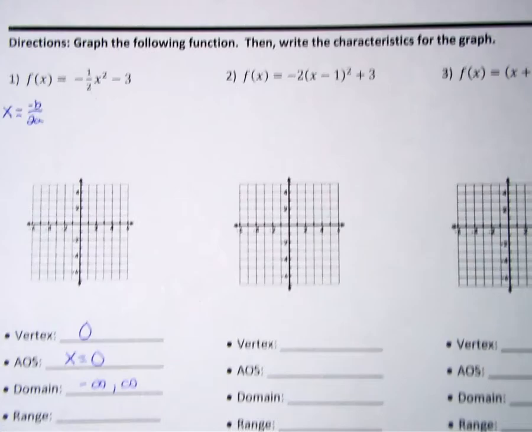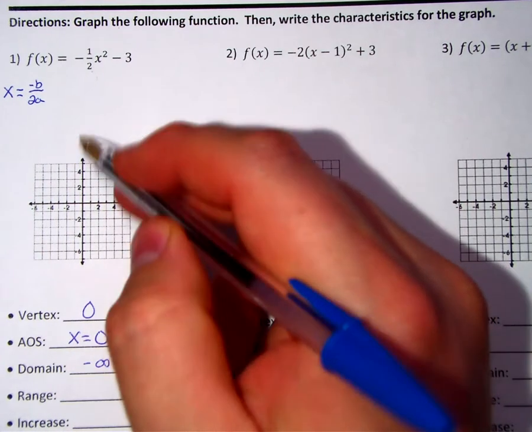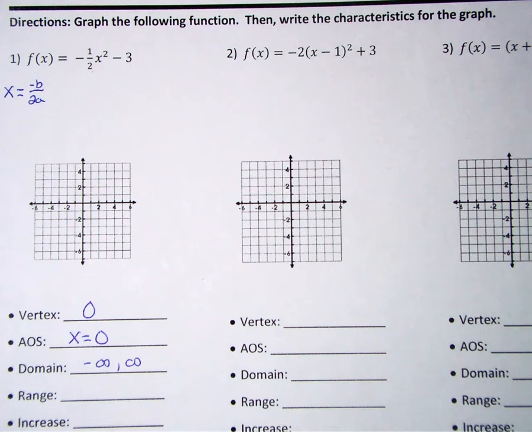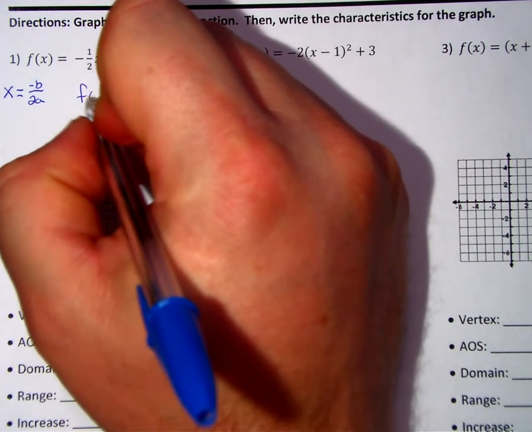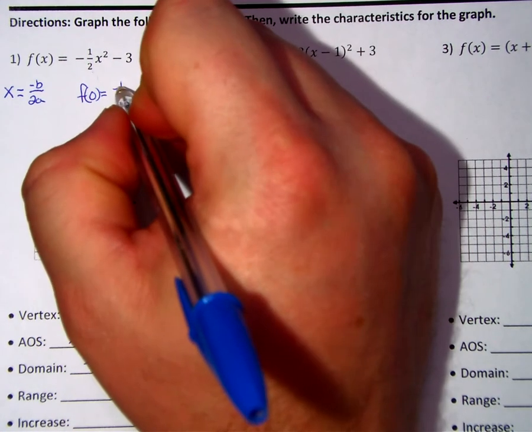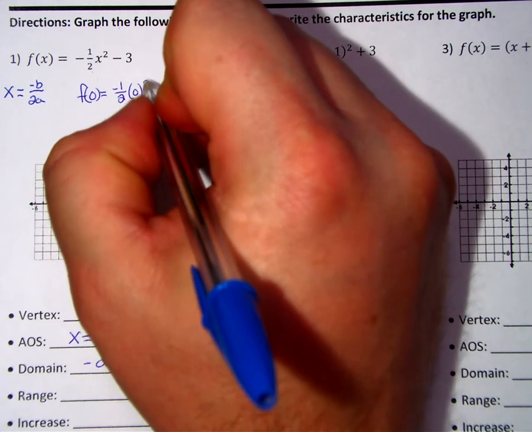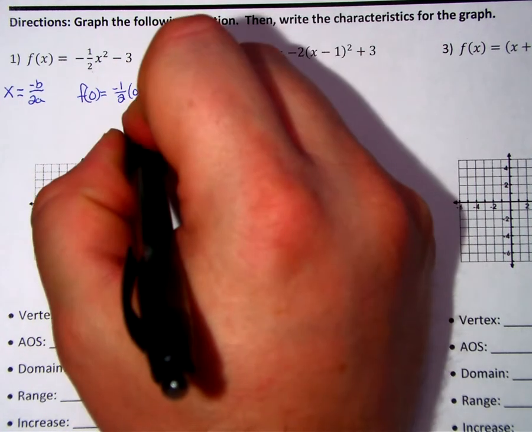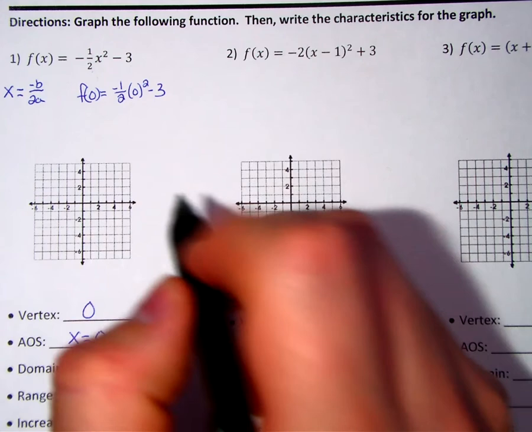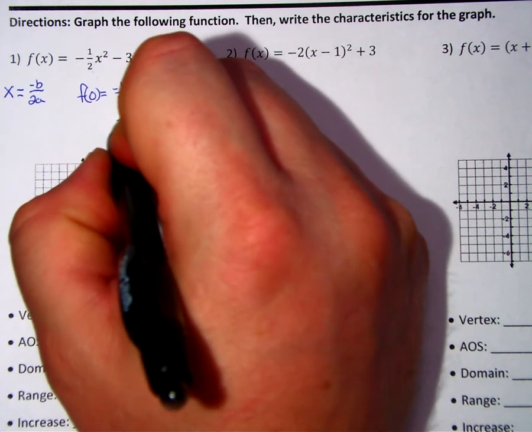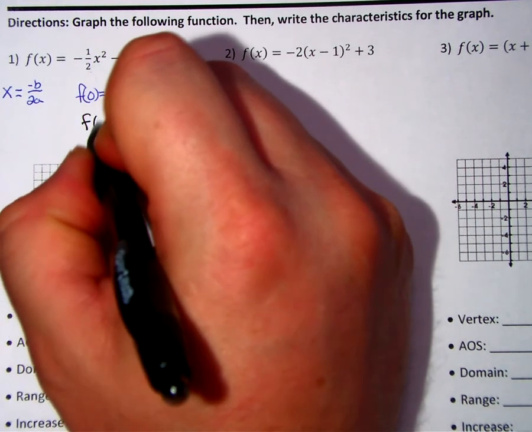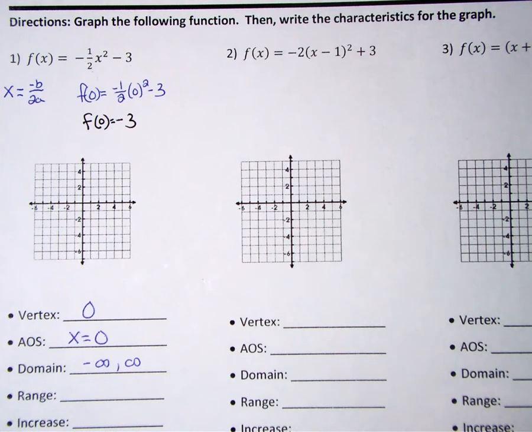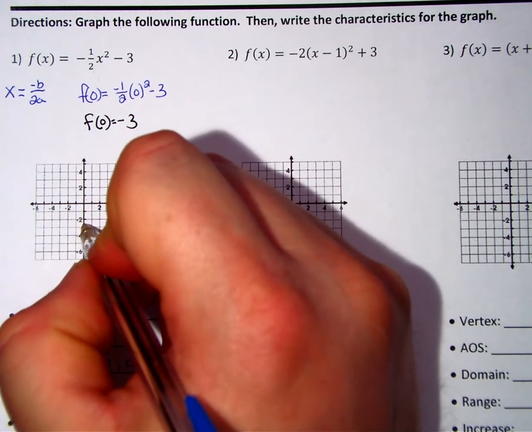All right, let's come back up to our graph. We know that our x value is 0, which means it's on the y-axis. If I plug a 0 into the equation, f of 0 is equal to negative 1/2 times 0 squared minus 3. Let's start with 0 squared is 0. 0 times negative 1/2 is 0. 0 minus 3 is negative 3. So f of 0 is equal to negative 3. So we got 0, down 3.